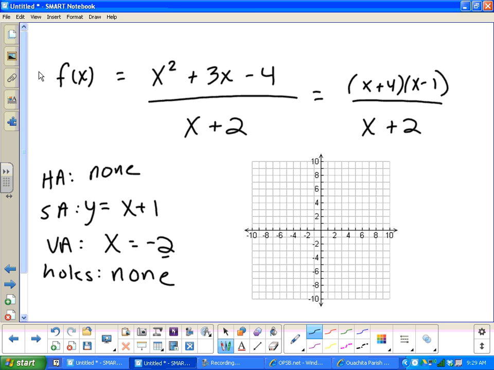Okay, so we're at 1, and then rise 1, run 1. Okay, and now it's not a solid line, it's a dotted line because it's not actually a part of the graph, it's just a line that I'm going to chase here.